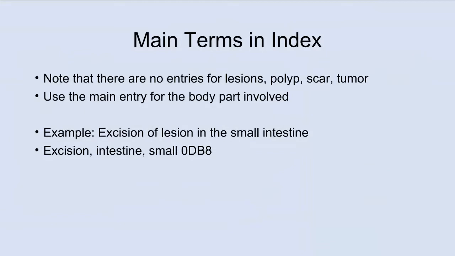Now, the main terms, as I said, are generally root operations. Note that there are no indented terms for what actually may be the focus of the procedure. So if you're looking for an excision of a lesion in the small intestine, you're going to look at excision small intestine. Okay, so you're looking for the part of the small intestine that includes the lesion, the polyp, the tumor, the scar, whatever. So you're not going to find the lesion, you're going to find the body part only. So that can be kind of confusing.